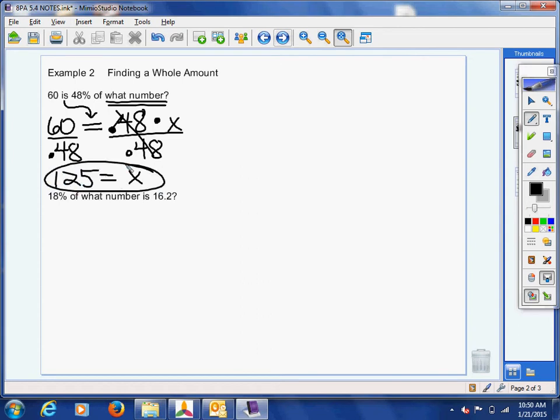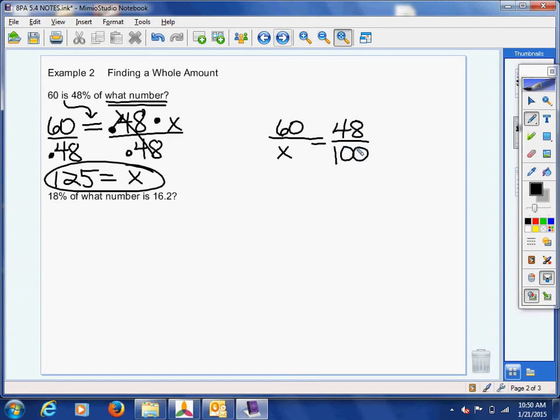Could I have set this up using a proportion? Shake your heads, yes. Yes. This is just another way of doing it. You could have done the equation here, okay? You could have done the proportion. What's your is number? 60. What's your of number? Yep, we don't know. What's our percent? 48. What's 48 always go over? 100. Would you have gotten the same answer?